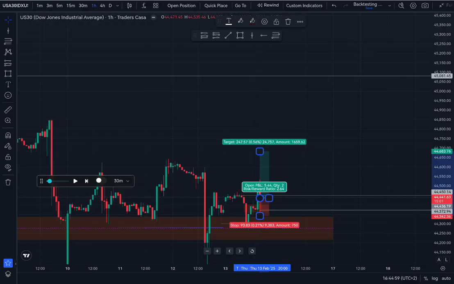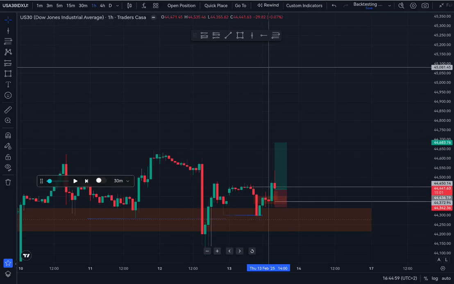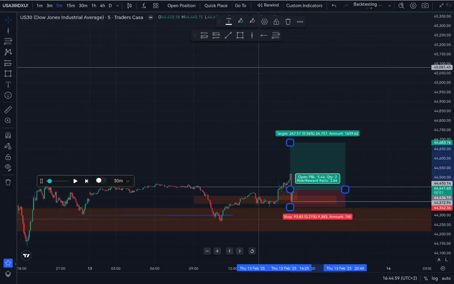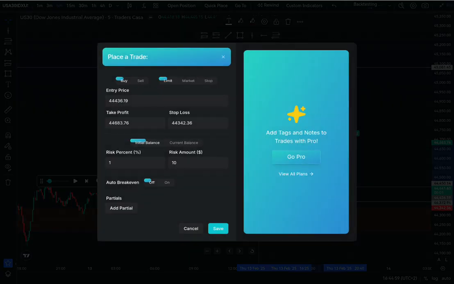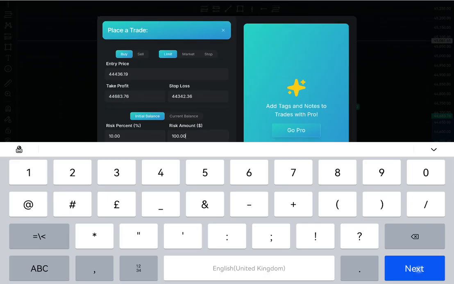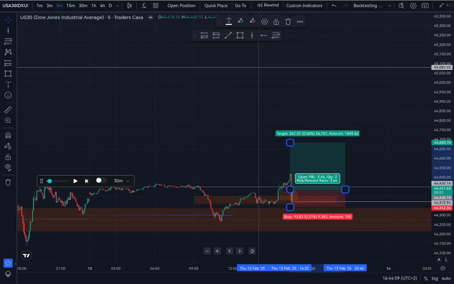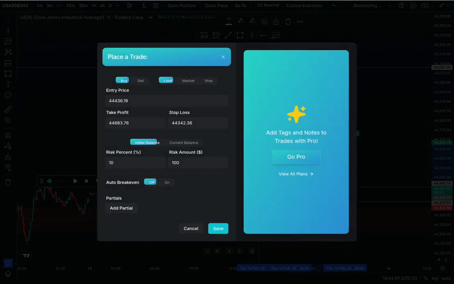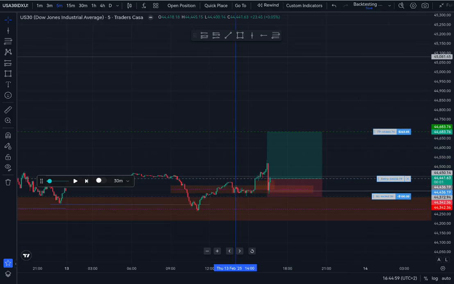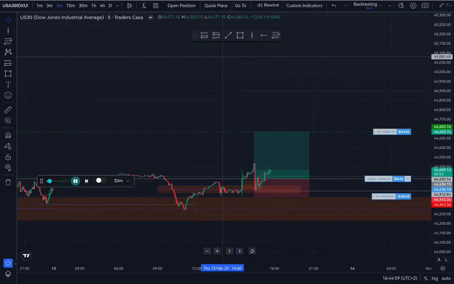Somewhere there, and you can look to execute this on the 5 minute time frame. Let's open position. I want 0.10. Save. Let's see if we hit TP or we don't. Okay, we are in.